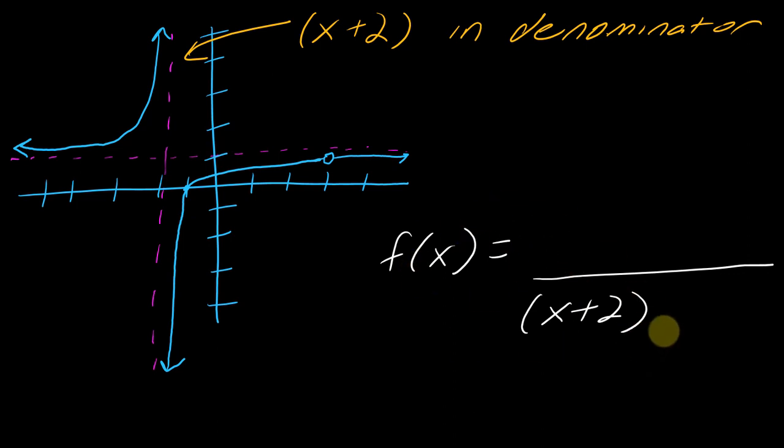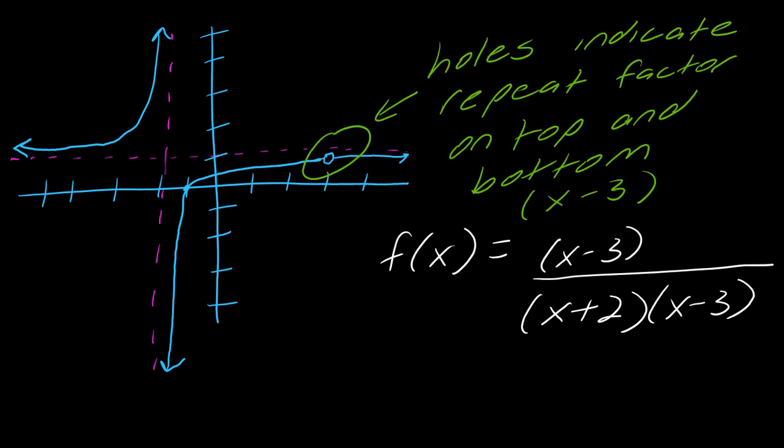Now, the weird thing about this graph is that it has this hole. Interpreting the hole is actually pretty simple. Notice the hole happens at, let's see, 1, 2, 3, x equals 3. Holes indicate there's a repeat factor on top and on bottom. So if I have x equals 3 here, it's always opposites, right? So x minus 3 is going to be the factor. And when we see a hole, we just know it's going to be on top and on bottom, like you see here.